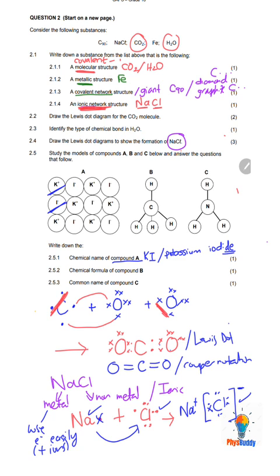The chemical formula of B: there's a carbon and there are 4 hydrogens, CH4, and this is a common gas, with the common name methane. And lastly, the common name of compound C. So compound C is NH3, and we know that this is ammonia. And that is how you would answer a question like this.